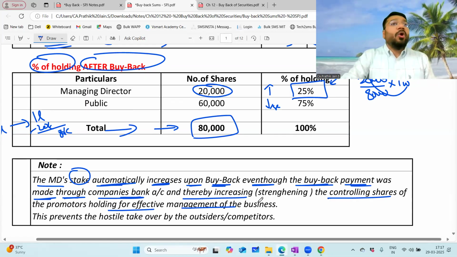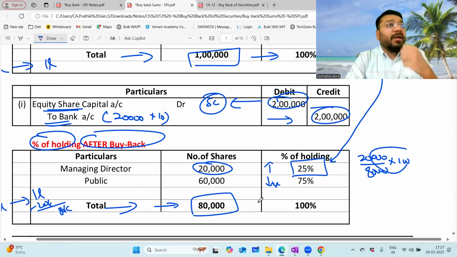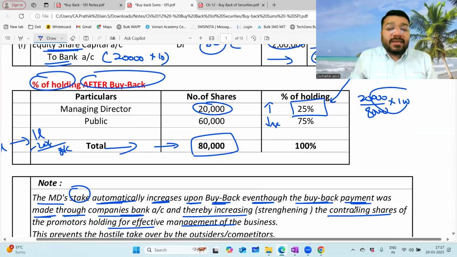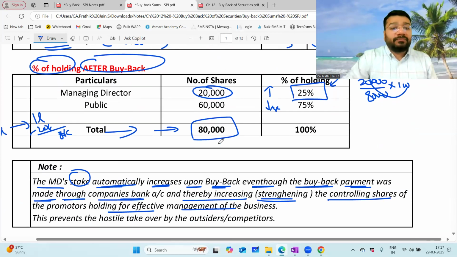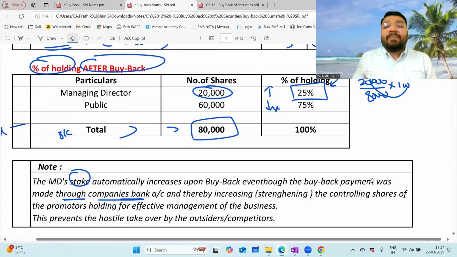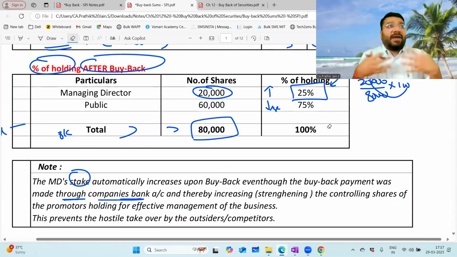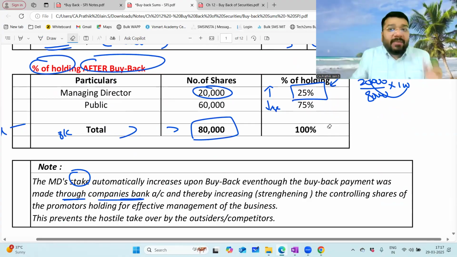Can you please tell me, why did this promoter do this buyback? Why did he want to increase his control, and why did he want to strengthen his control? Please tell me. Very good. Others, online people, please respond. Why buyback? If I want to ask you, what did you understand and why buyback? I'm asking you now.